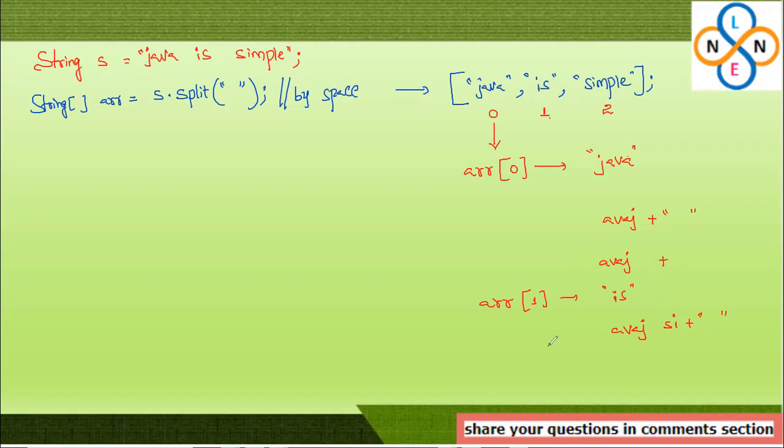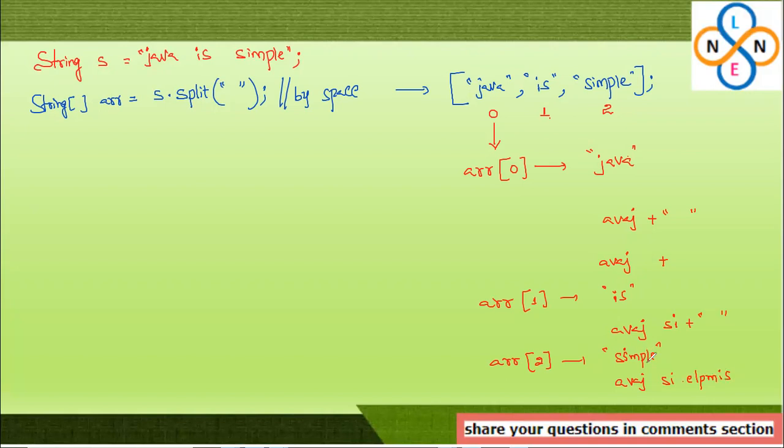That's about the second word. Then can we access the third word? Yes, we can with the index number of 2, and the word is simple in terms of string. And we know how to reverse this simple. Once we get this reverse, here AVAJ space SI space is already there. Then simple will become the reverse of this, as ELPMIS.